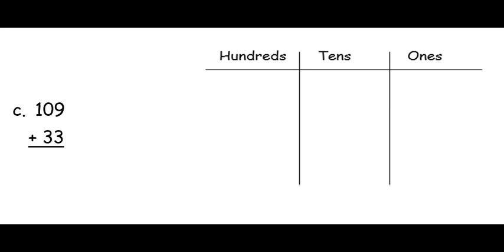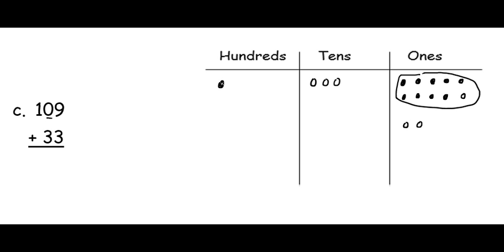Let's look at another example. This time I'm starting with 109, so that's 1 disk in my hundreds column, no disks in my tens column because of the 0, and then 9 disks in my ones column. To that I will add 33. That's 3 groups of 10 and 3 ones. I have a set of 10 ones that I'm going to bundle and move over as one group of 10. So those are gone. Now let's see how this transfers to the vertical format.